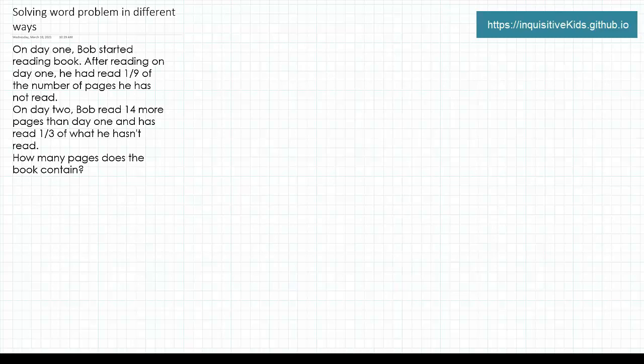Today we're going to be doing this word problem. On day 1, Bob started reading a book. After reading on day 1, he had read 1/9 of the number of pages he has not read. On day 2, Bob read 14 more pages than day 1 and has read 1/3 of what he hasn't read. How many pages does the book contain?